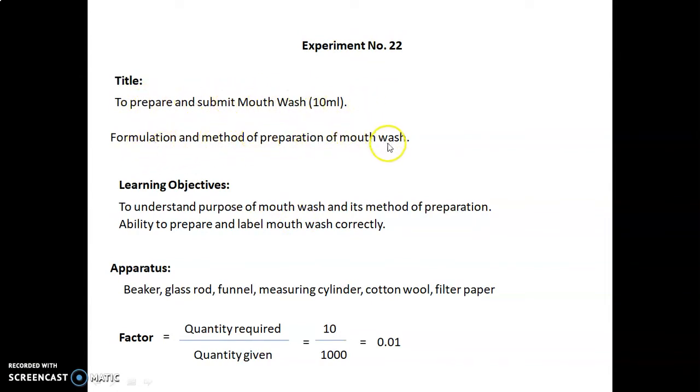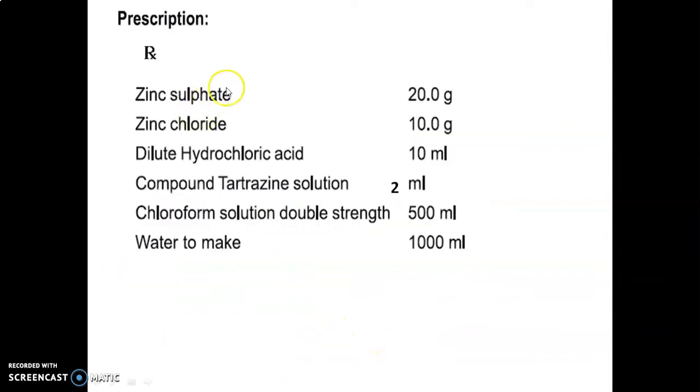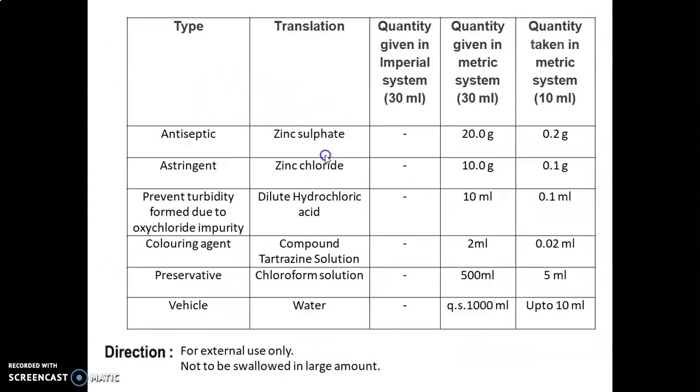We are going to study the formulation and method of preparation of mouthwash in this experiment. The learning objectives are to understand the purpose of mouthwash and its method of preparation, and the ability to prepare and label the mouthwash correctly. Apparatus required are beaker, glass rod, funnel, measuring cylinder, cotton wool, and filter paper. Factor is calculated as quantity required upon quantity given, that is 10 upon 1000, which is equal to 0.01. This is the prescription given.